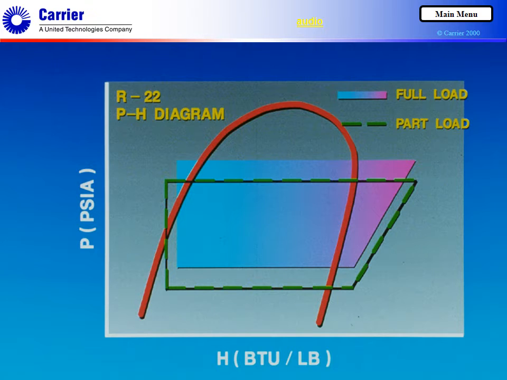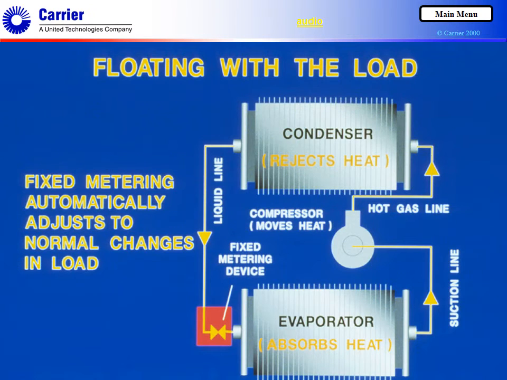One of the best ways to avoid low loads on the system is to avoid oversizing the system. An oversized system is forced to spend most of its time operating at low load. While the fixed metering device has no mechanical means for adapting to load changes in the system, it can automatically adjust to the load, or float with the load, just as compressors and evaporators do.